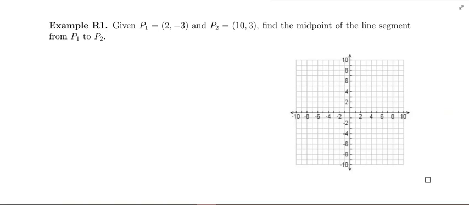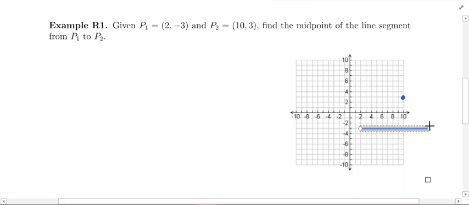So I'm going to go ahead and plot these 2 points. Point 1 has coordinates 2, -3, so that's right here. And then point 2 has coordinates 10, 3. That's right here. And we're interested in the line segment joining these 2 points, so I'm going to connect these 2 dots with a line. This is going to be our line segment. All right, so like right there.